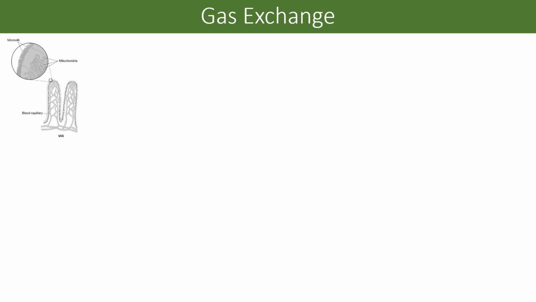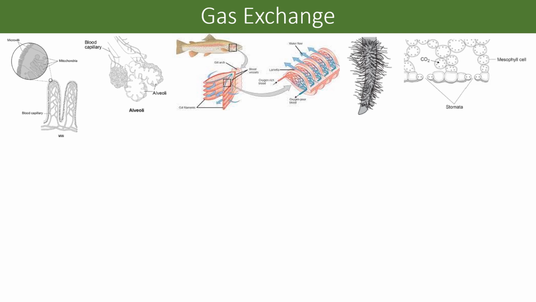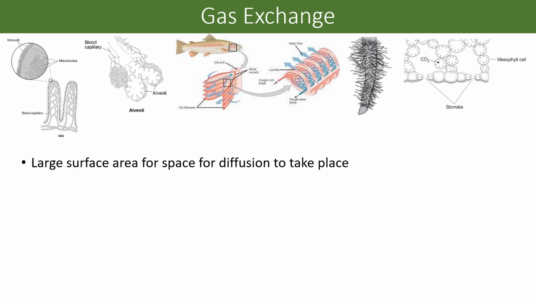Okay, so in all of these examples, the villi, the lungs, the gills in fish, the roots and the leaves, we can say that there is a large surface area, and that means there is more space for diffusion to take place. We can also talk about the membranes being really thin, and this allows a short diffusion path. It means that your diffusion will happen much quicker.